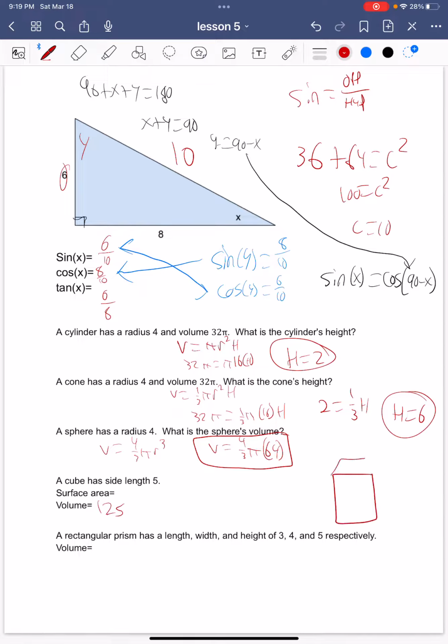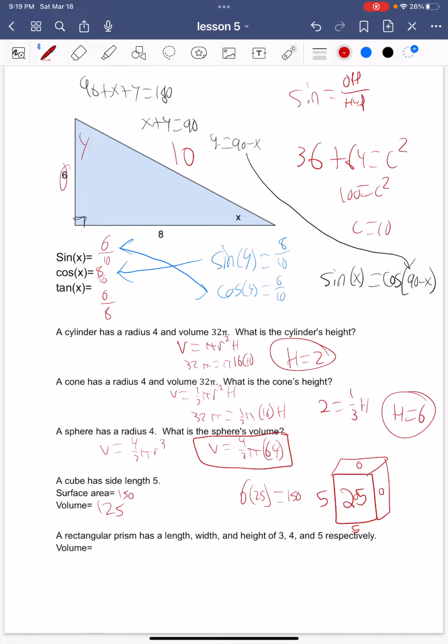The surface area, well, I'm going to draw a little cube here. We could see 3 sides here, and if each side has length 5, then the surface area of just one of the sides is 25. And we know that there are 6 sides on a cube. So if there's 6 sides and each side has surface area 25, that means there's 6 times 25 total surface area, which is 150.